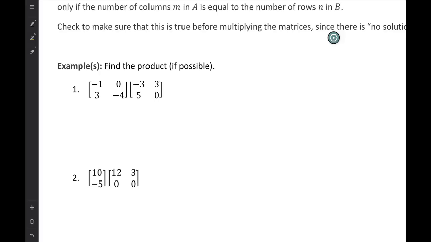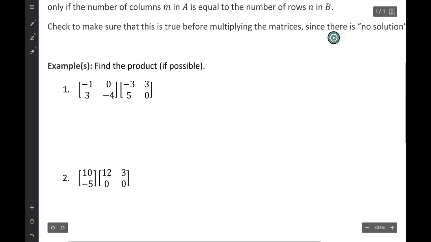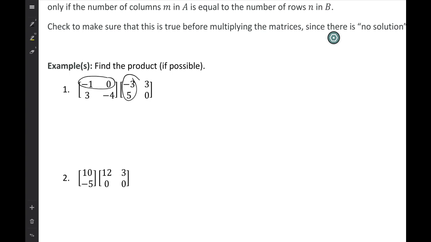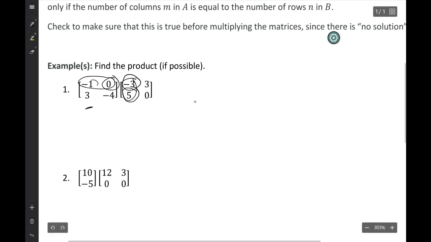Let's go through these examples. To start off, go through and identify the first row and multiply it by the first column in the second matrix. You go entry by entry. First entry by first entry, second entry multiplied by second entry, and then you add them together. So you do -1 times -3, and then 0 times 5 and add those. I'm going to write it out for this one.